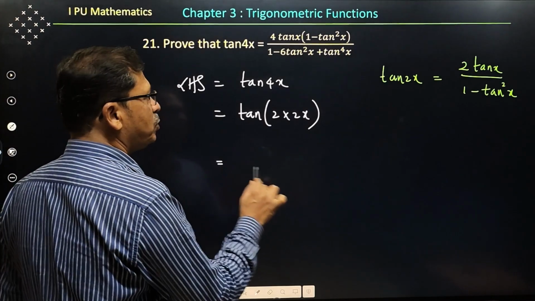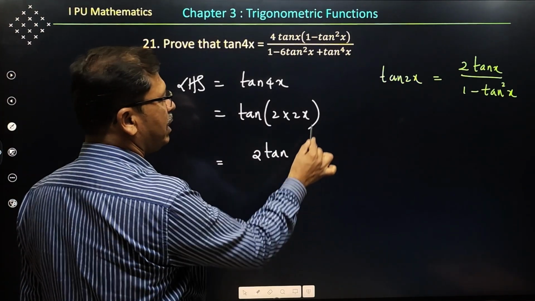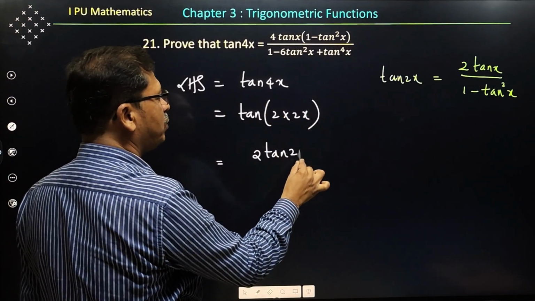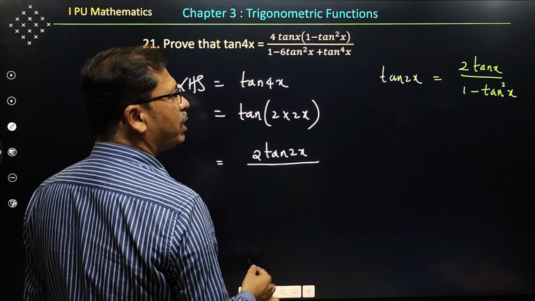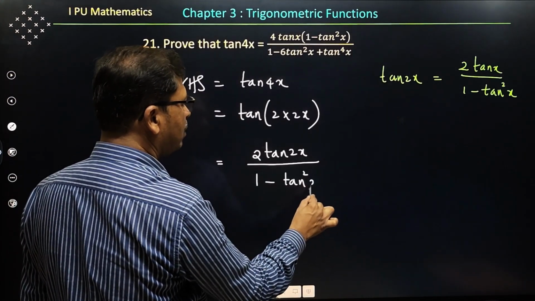This is equal to 2 tan, and in place of x, 2x is there. So you write 2 tan 2x whole divided by 1 minus tan square 2x.